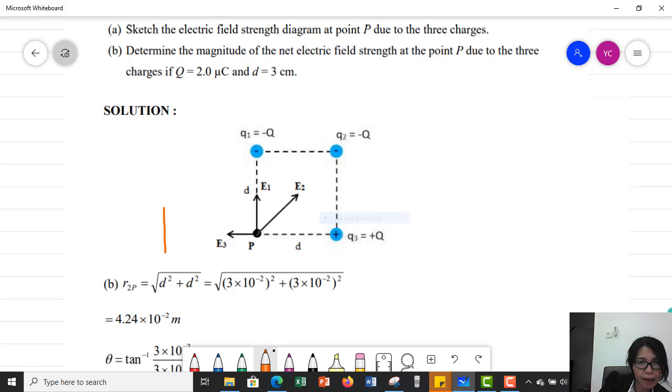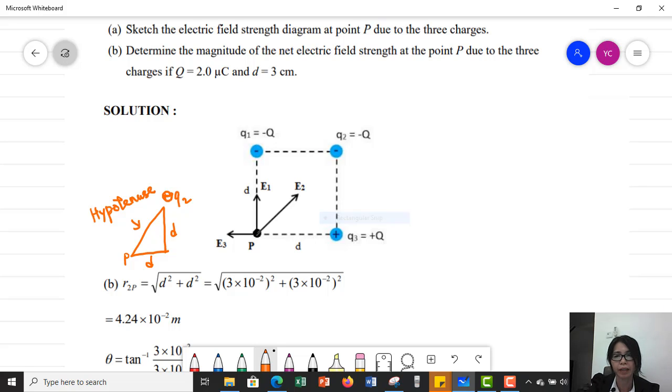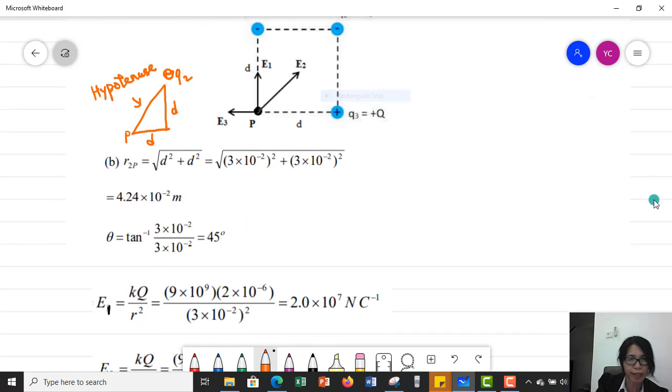Teacher redraws here. This is point P, this is charge Q2. Here the distance is D, here D. So this is the hypotenuse. Use the Pythagoras theorem: D squared plus D squared, then square root. So the hypotenuse will be 4.24 × 10^-2 meter. This will be the distance between charge 2 and point P. Clear? And then we proceed.